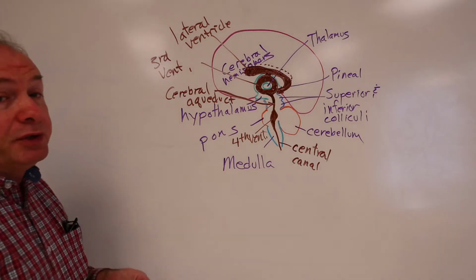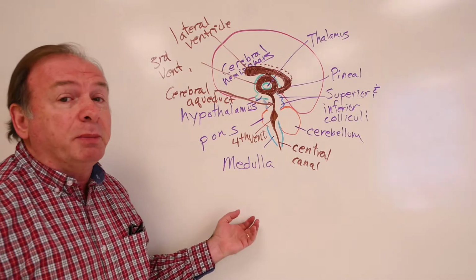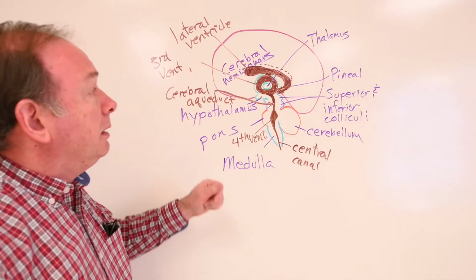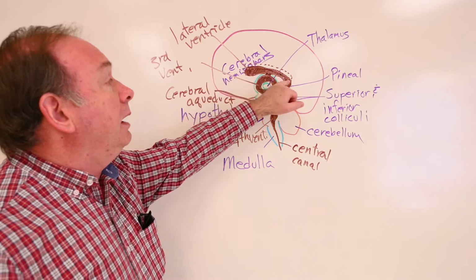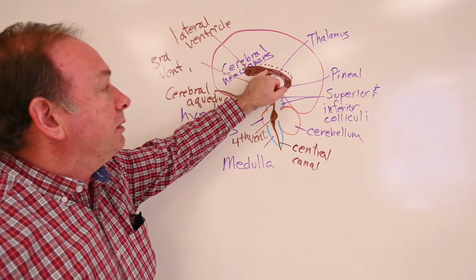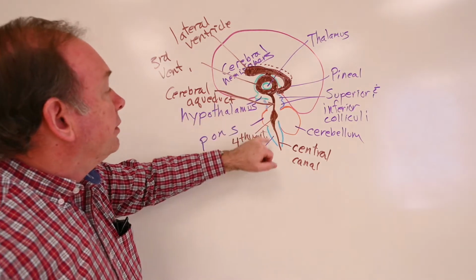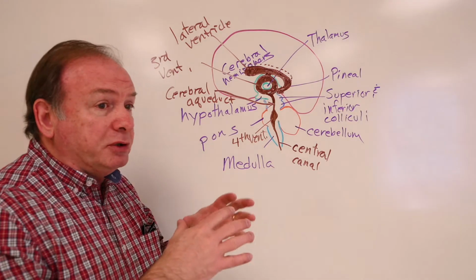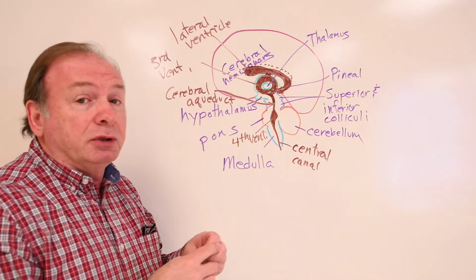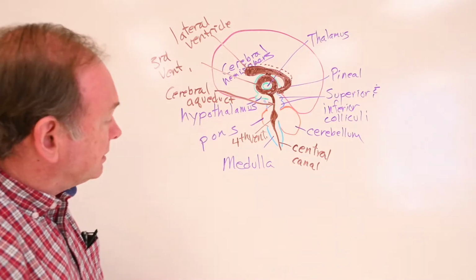These are filled with cerebrospinal fluid. Next, we need to talk about where cerebrospinal fluid comes from. In the roof of the left and right lateral ventricles, and in the roof of the third ventricle and the fourth ventricle, are special vascular structures that produce cerebrospinal fluid. And that's what we need to talk about next.